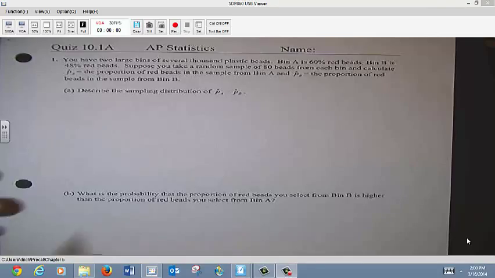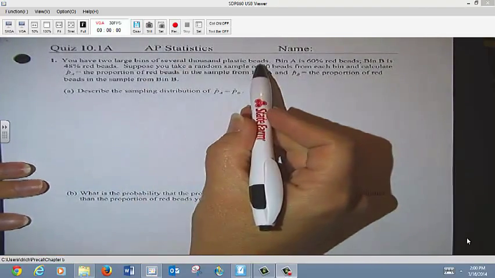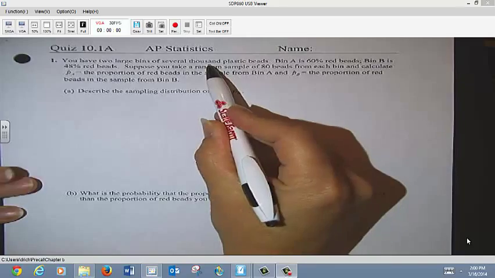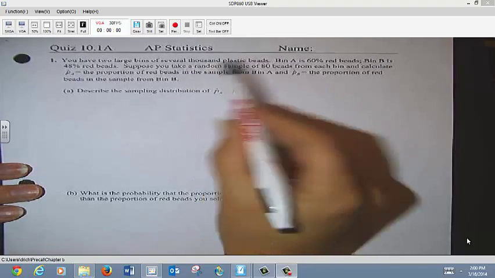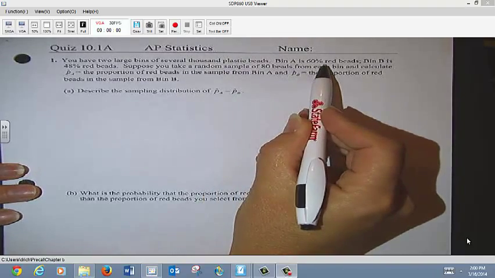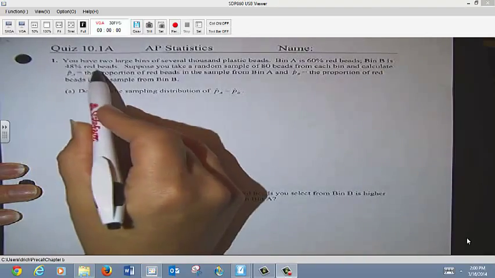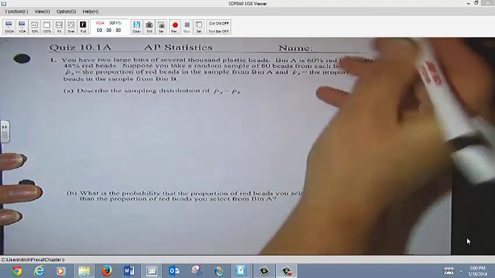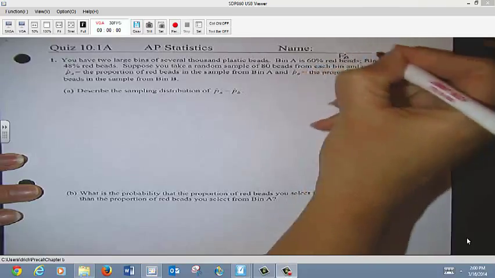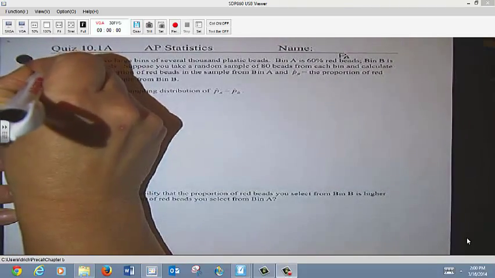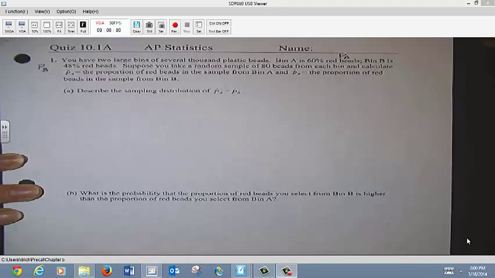But here you have two large bins of several thousand plastic beads, so it's a very large population of beads. Bin A is 60% red beads. Bin B is 48% red beads. So that's your true proportion of A and your true proportion of B.